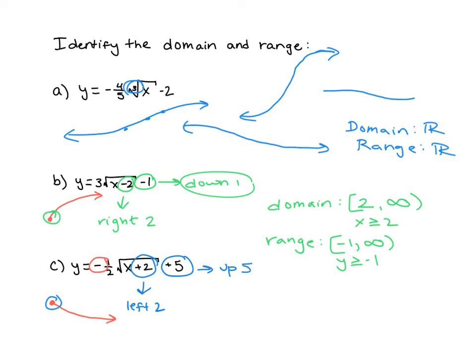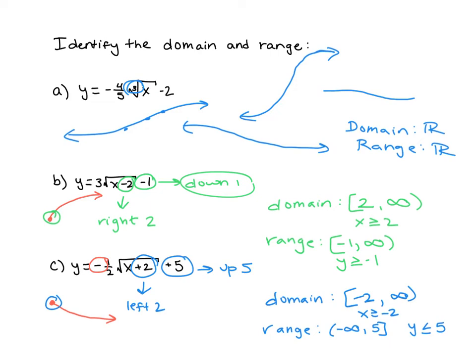And so that means that our domain, because it's shifted to the left 2, so to the left 2 would be at -2, all the way to positive infinity. Or we could say x is greater than or equal to -2. And then our range is all the y values less than 5. So that's from -infinity to 5. Or to say y is less than or equal to 5. And it's less than because this negative has flipped it upside down and now it's traveling downward instead of up.